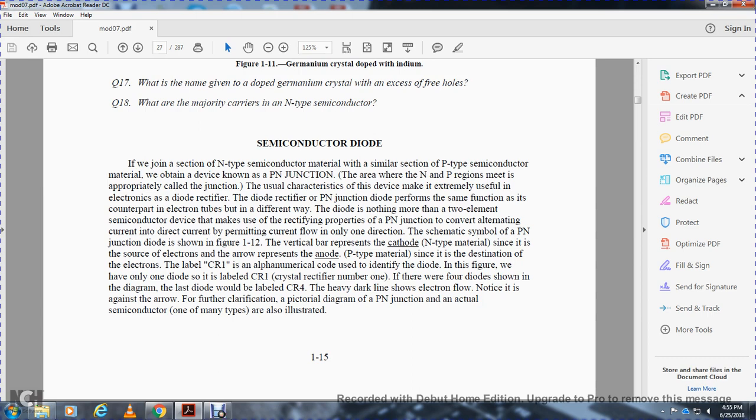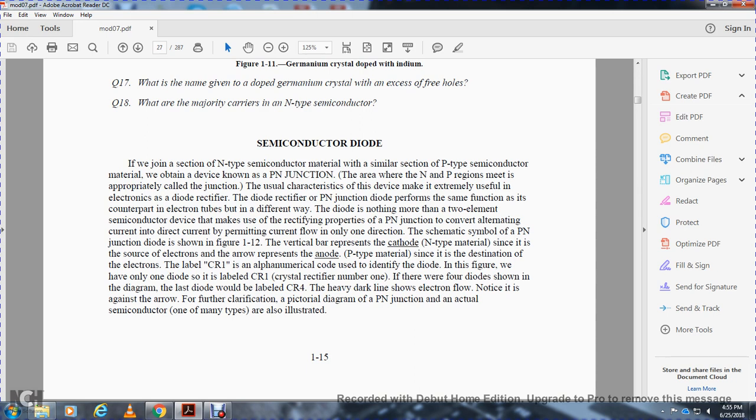The diode performs the same function as its counterpart, the electron tube, in a different way. The diode is nothing more than a two-element semiconductor device that makes use of the rectifying property of the PN junction, converting alternating current to direct current by permitting current flow in only one direction. The schematic symbol for the PN junction diode is shown in figure 112, with the vertical bar representing the cathode, the N-type material.